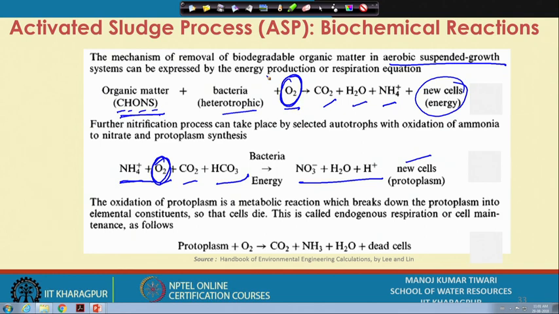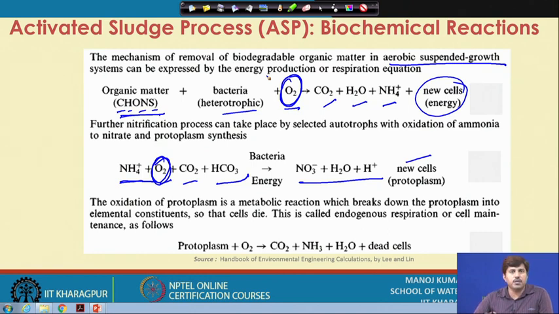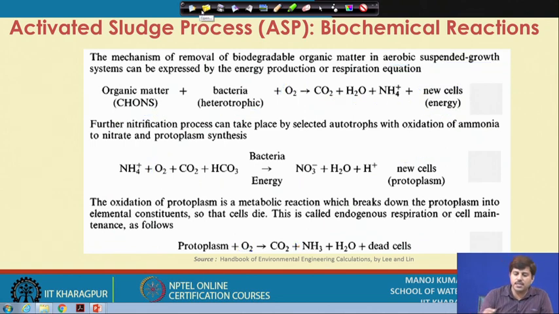Okay. The oxidation of protoplasm is again a metabolic activity which breaks down the protoplasm into elemental constituents, so that cells die. This is called endogenous respiration, and this endogenous respiration or cell maintenance also takes place, and the reaction required for that is this. Okay. So, these are the common processes that typically take place in an activated sludge system.